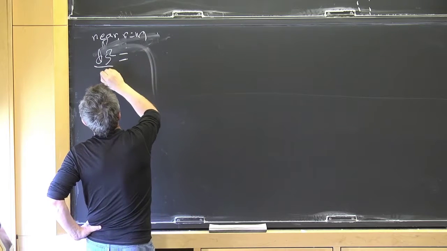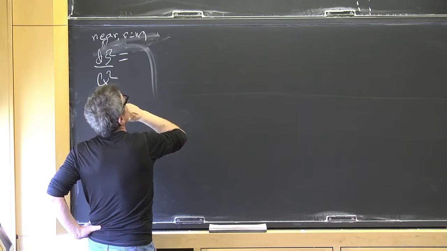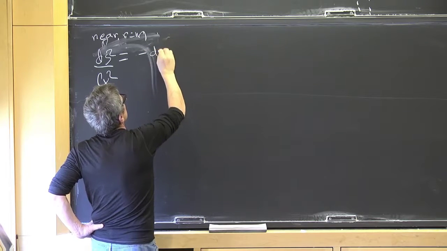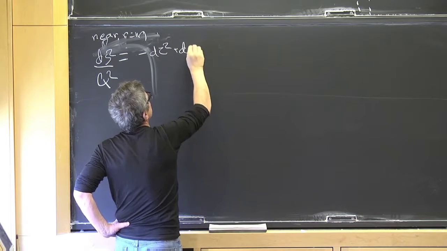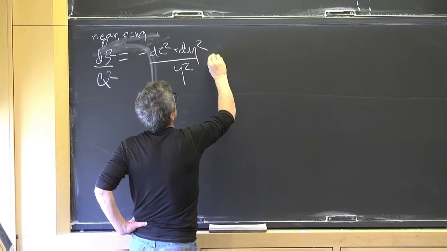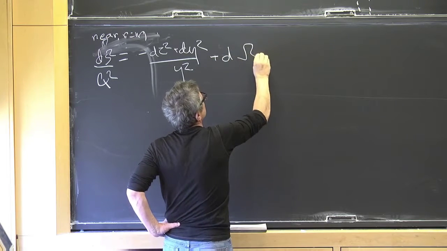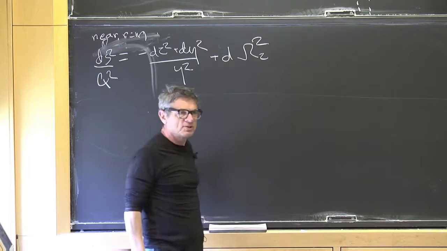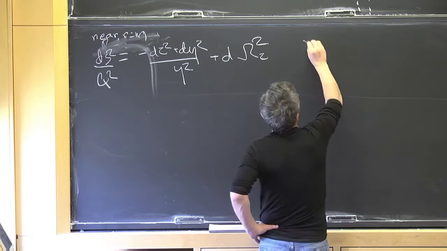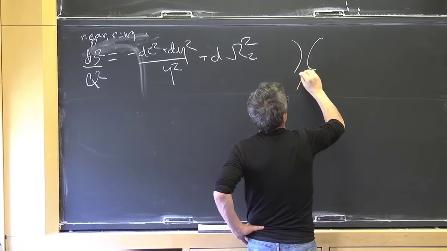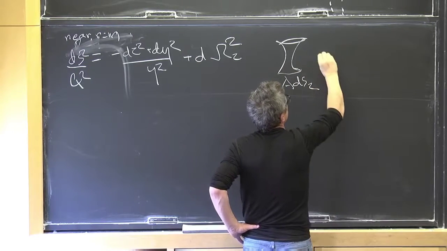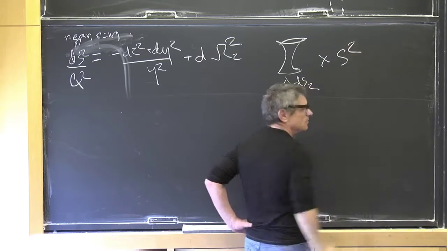ds squared over q squared, where q is the charge, is equal to minus d tau squared plus, after some coordinate transformations, dy squared over y squared plus d omega 2 squared, the so-called Robinson-Bertotti universe. And it is a product space of, I don't know how to draw a picture of AdS2, but AdS2, two-dimensional anti-de Sitter space times the two-sphere.